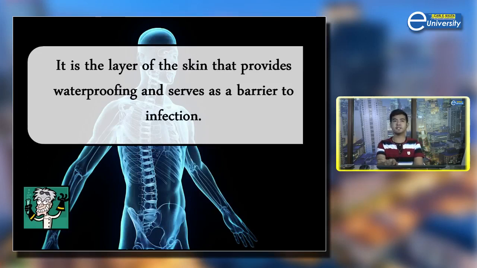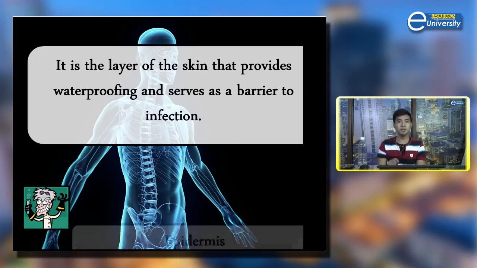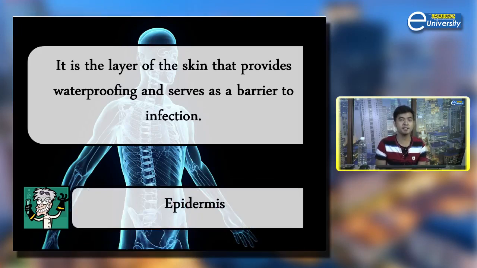Let's start with the integumentary system. Question number 1. It is the layer of the skin that provides waterproofing and serves as a barrier against infection. What is this layer of the skin? Very good. The correct answer is epidermis. Epidermis is the layer of the skin that provides waterproofing and a barrier against infection.